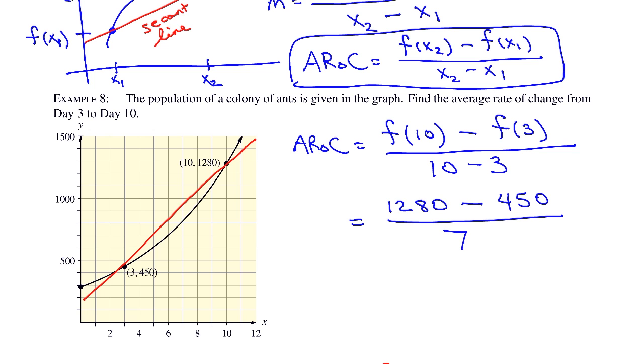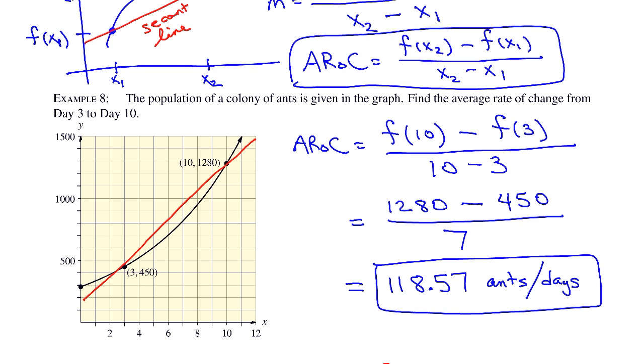10 minus 3 is 7. And when you compute this value, you get 118.57. We need to provide the units. Since the numerator calculates the population of ants, we'll use ants divided by, and then the denominator counts the number of days, so we'll use days for the denominator. So the average rate of change is 118.57 ants per day.